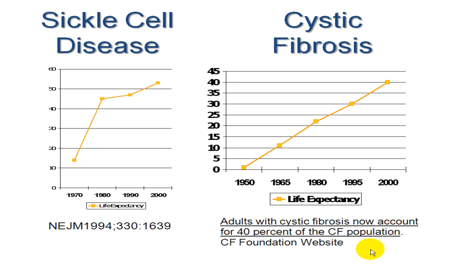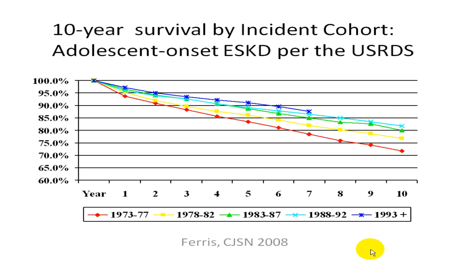Let me give you some more figures. Published in the New England Journal of Medicine in '94, for patients with sickle cell disease in the 1970s, if you were diagnosed with this condition, your survival was in the mid-teens. But look at now in the years 2000s. They can make it to older than 50 years of age. The same story goes for cystic fibrosis. In the 1950s, survival was horrendous. And now in the years 2000, patients with cystic fibrosis can make it to 40 years of age, particularly with the advent of lung transplants.